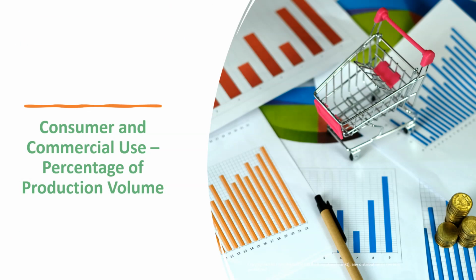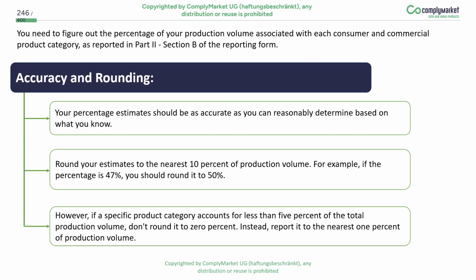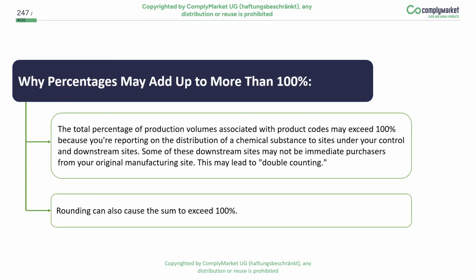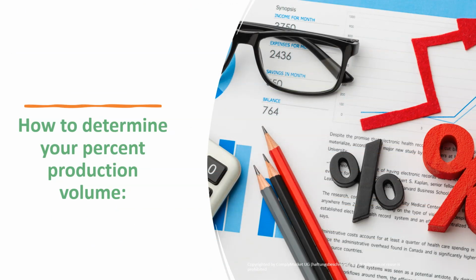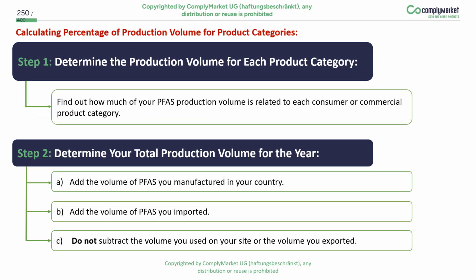Consumer and commercial use percentage of production volume. Same way. How do you determine your percent in production volume? Determine production volume for each product category. Determine total production volume per year. Calculate percent. Some examples.